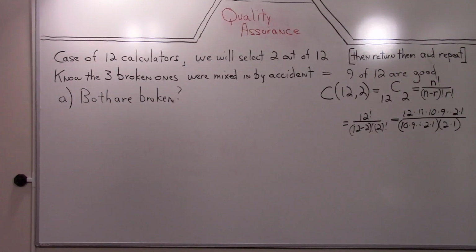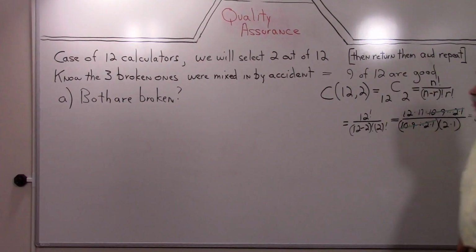Now, looking at that, we notice that the 10 factorial, 10 times 9, dot, dot, dot, down to 1, and this part cancel each other out. So what we're left with, with the 10 factorials canceling, is 12 times 11 divided by 2. 2 into 12 goes 6 times 11 is equal to 66. There's a total of 66 ways that we can select 2 out of 12.